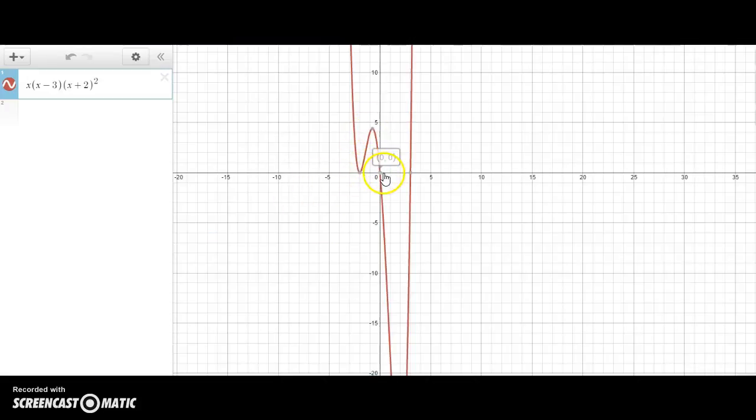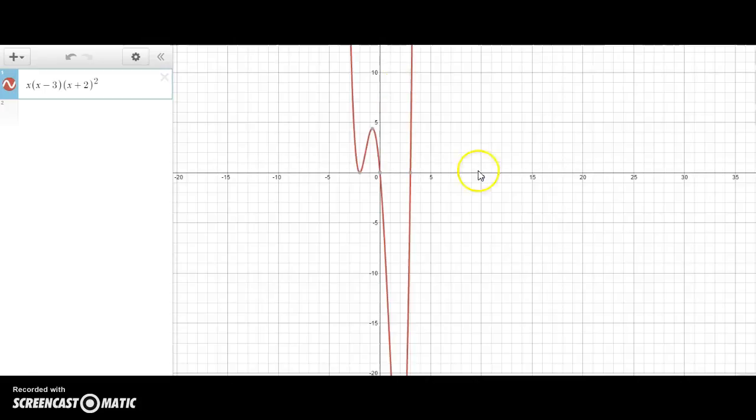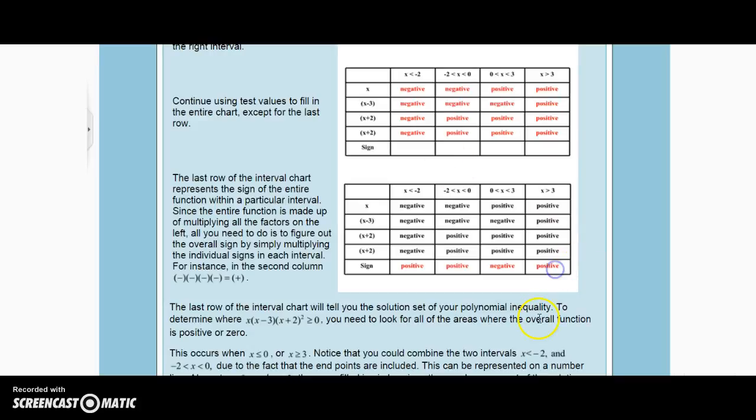So I'm positive here. Then my little table says that between 0 and 3, I'm negative. So I come down, and then after 3, above 3, I'm positive. That's what the graph says. Let's look back, and that's what it says here. So that's tying in the graph with the table. Hope that made sense. Take care.